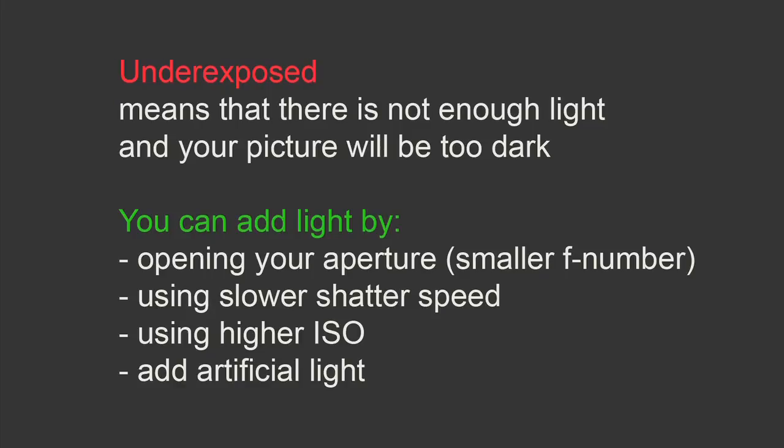I hope you remember from my other lessons that if you want to add more light and make your picture lighter, you will have to open up your aperture, which is a smaller f-stop, use a slower shutter speed, use a higher ISO, or add artificial light, for example like flash. Try looking through the viewfinder at your meter and changing those settings at the same time, and you will see your meter will be moving. So try to get it to be at 0.